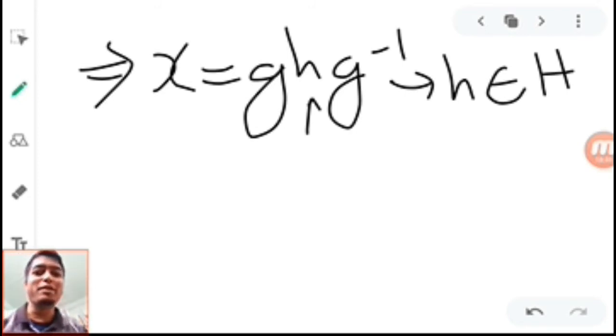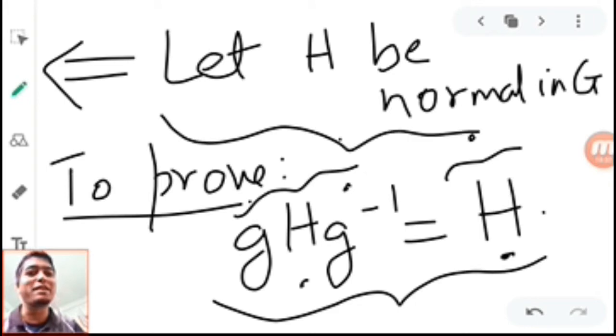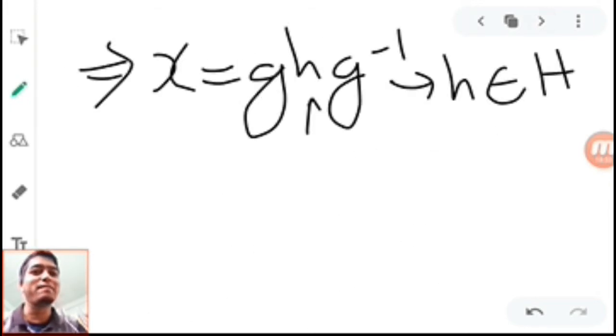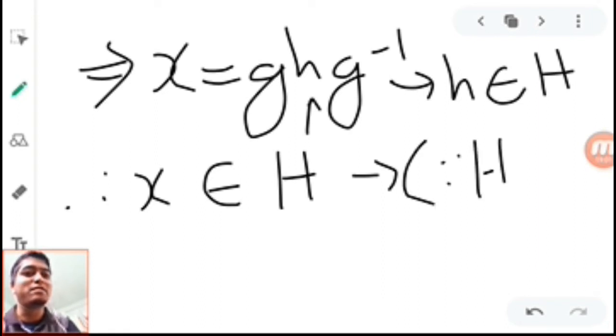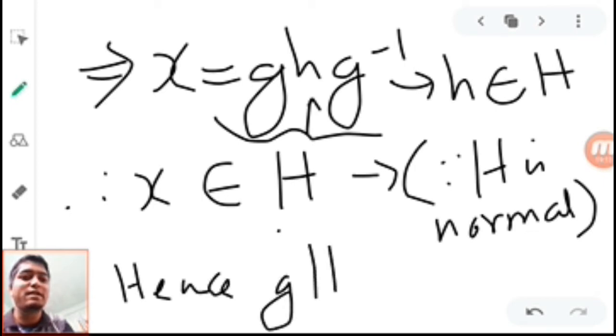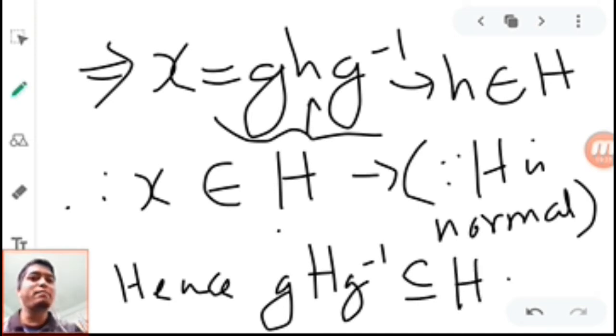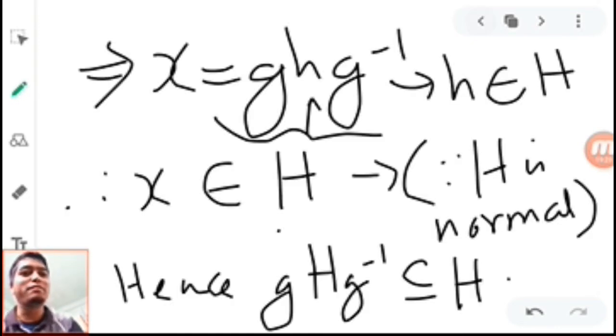But because H is normal, how do you know that H is normal? Because in the second part we have assumed that H is normal. So since H is normal, this belongs to H. If H is normal, G h G inverse belongs to H. Hence GHG inverse is a subset of H. Okay, part 2 for the converse.